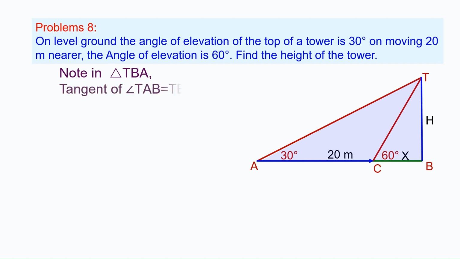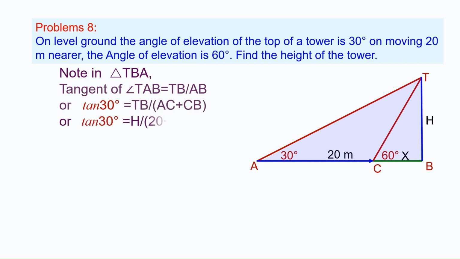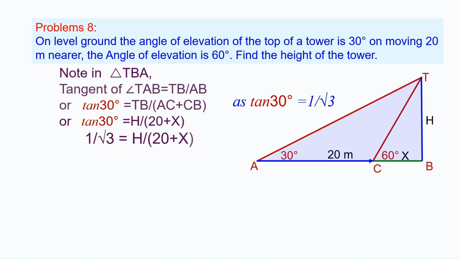In the triangle TBA, tangent of the angle TAB equals TB divided by AC plus BC. Or tangent of 30 degrees equals H divided by 20 plus X, as tangent of 30 degrees equals 1 divided by under root 3. We have 20 plus X equals under root 3 times H.